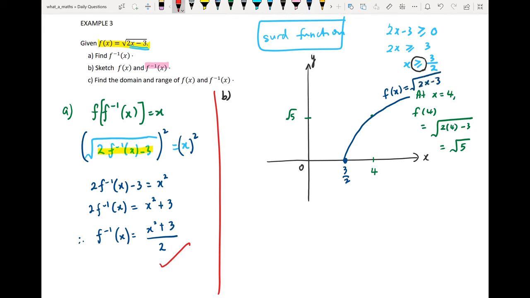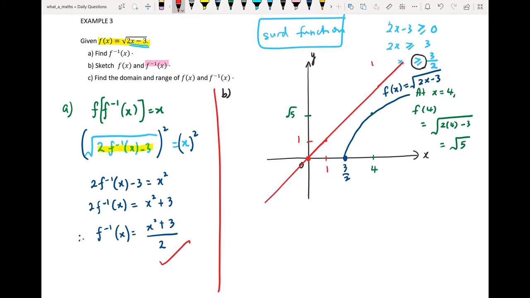After drawing this graph of f(x), I will now draw my line y equals to x. So when x is 0, y is also 0. When x is 1, my y is also 1. My red line here is the graph y equals to x. After I have the line y equals to x, I can reflect my graph f(x) along the line y equals to x to get a reflection. By doing so, I will be able to sketch my f inverse graph.